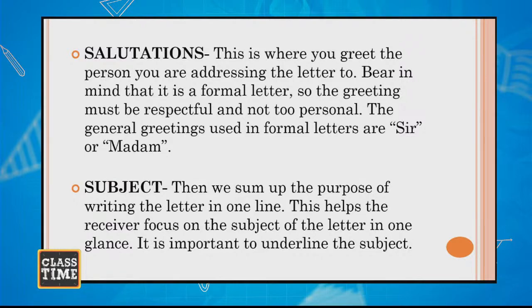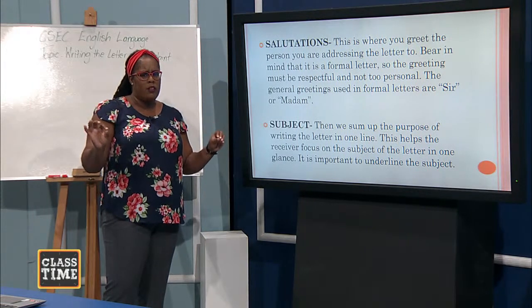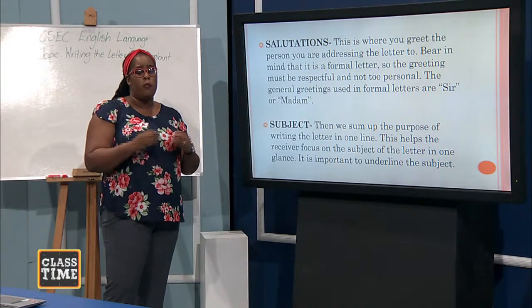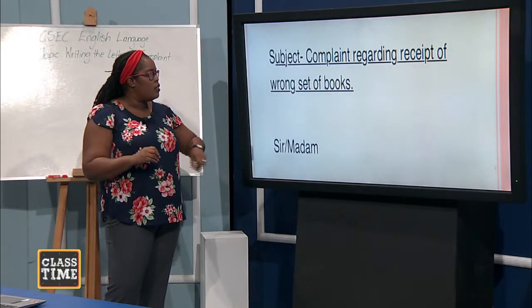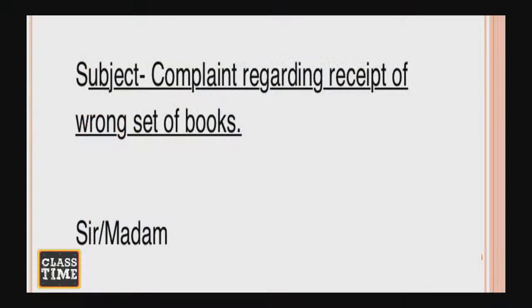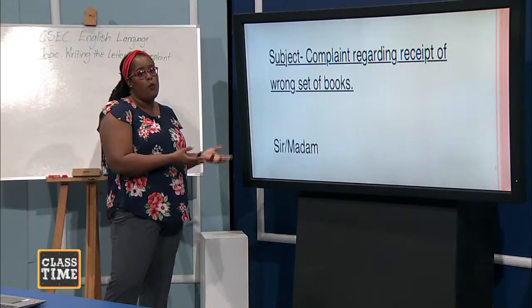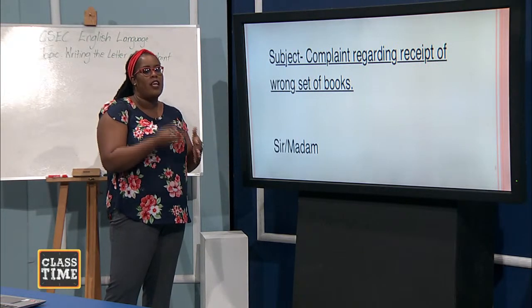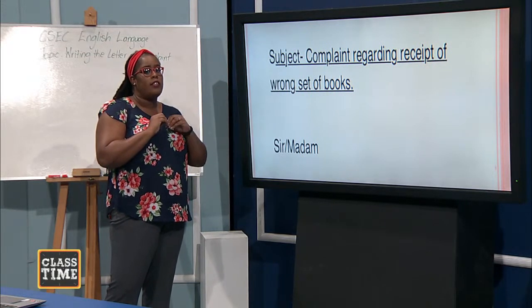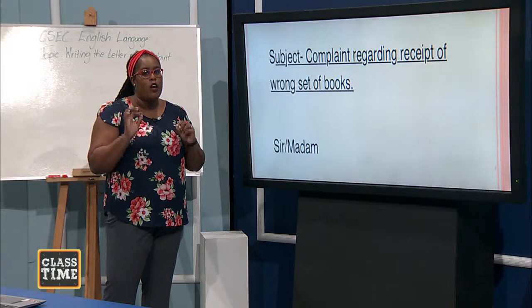So say, for example, I purchased a phone and found out that the phone is defective. What do you think we could include in the subject line? Remember, the subject outlines the purpose of the letter. So, subject: complaint regarding receipt of wrong set of books. From the get-go, when this person picks up the letter, before they start reading the body, they know what the issue is. So here we have the subject, and then the salutation. The purpose of the letter is highlighted in the subject, and remember to underline it.